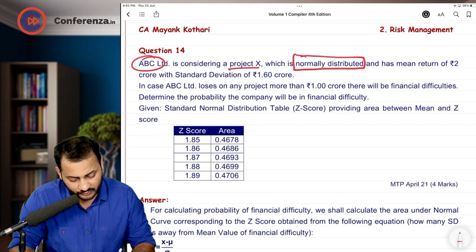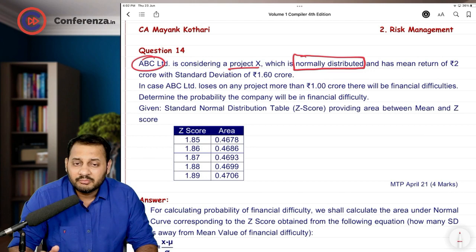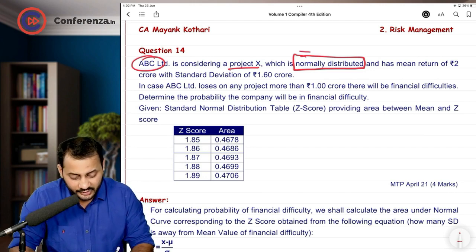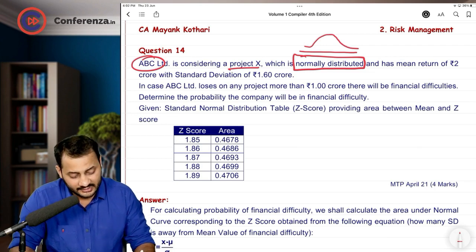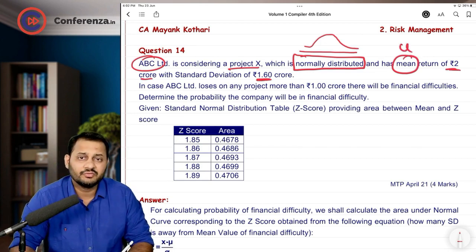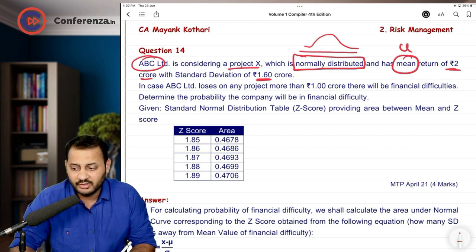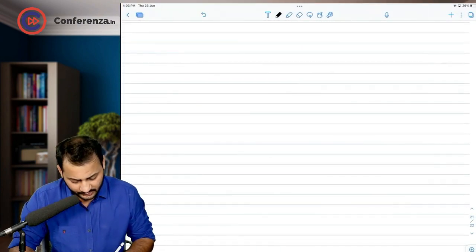Please understand, most students ignore these two words. They think it is not relevant for the answer because it is not like some figure or something, but it is not like that. If it is normally distributed, immediately one thing should come to your mind, that this is going to form a bell-shaped curve and has a mean mu return of 2 crore with a standard deviation of 1.60 crore. Mean of 2 crore with a standard deviation of 1.60 crore. Immediately you should be able to draw it here.